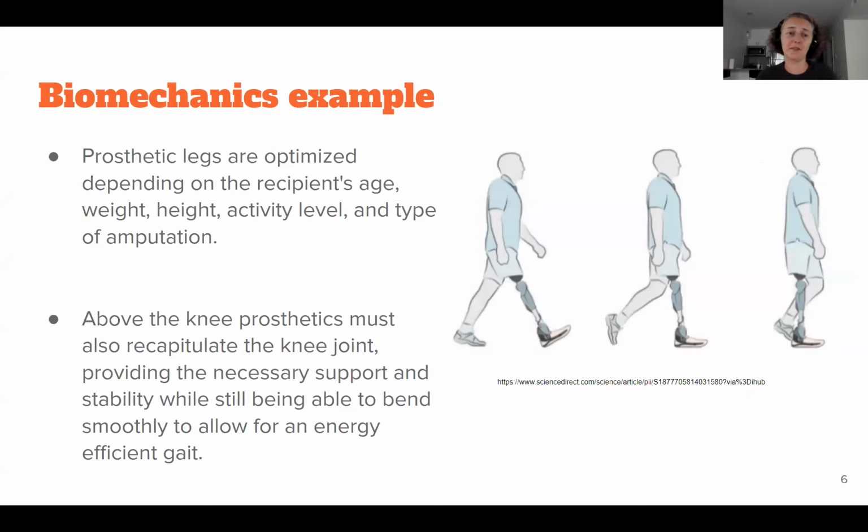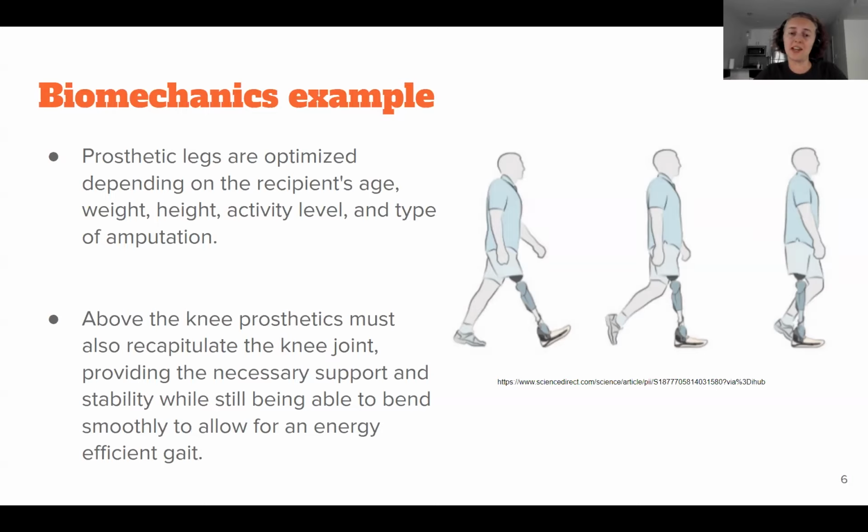First example we're going to talk about for biomechanics is prosthetic legs. Prosthetic limbs in general are super common, and we're going to focus on legs in particular because they have that weight-bearing component. They need to be able to support the person. And they actually have a lot of layers of complexity because they need to be optimized and customized for each recipient, depending on things like their age, their weight, their height, their activity level, and even the type of amputation. So for example, if a patient has an above the knee versus a below the knee amputation, that changes a lot of the parameters that we need to consider as biomedical engineers.